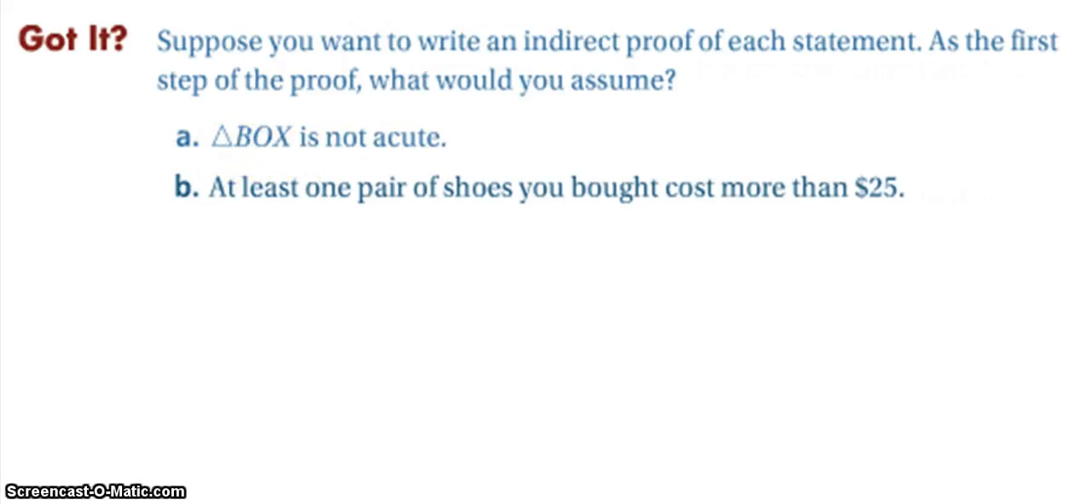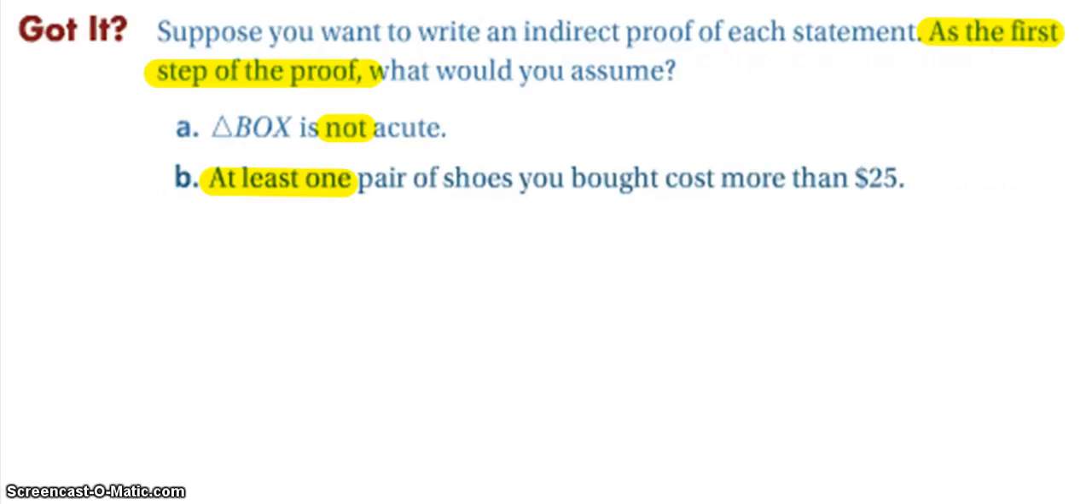not acute. So to find our first step, we always want to look at what we can flip around, what we can negate. If triangle BOX is stated to be not acute, we could negate that by saying that triangle BOX is acute. And in B, since we're told at least one pair of shoes we bought cost more than $25, the negation of that could be that no pairs of shoes we bought cost more than $25.